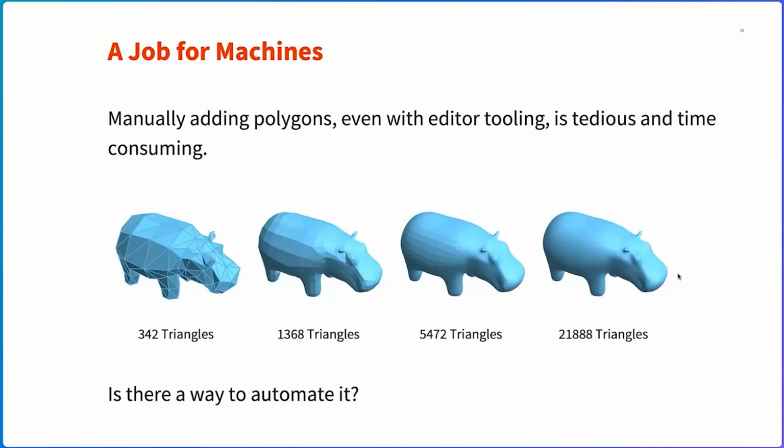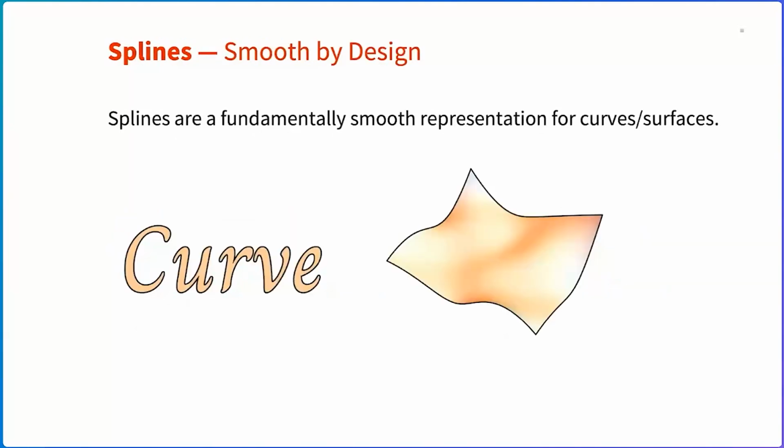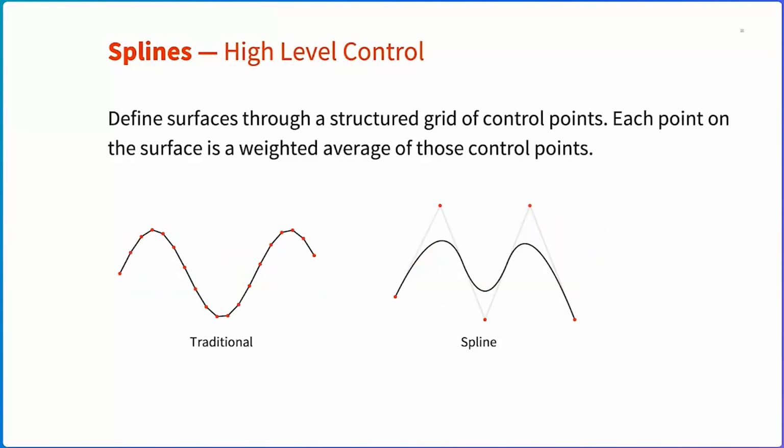So, is there any way we could automate this process? One potential answer is splines. In contrast to polygons, splines are fundamentally smooth and can perfectly represent curves and smooth surfaces. You'll often see spline curves used for things like font, while spline surfaces, like NURBS, are common in CAD applications. Without diving too deep into the details, the basic idea of splines is to have some structured grid of control points. For curves, it's just a 1D array of points, while for surfaces, it's a 2D array. Each point on our surface is some weighted average of these control points.